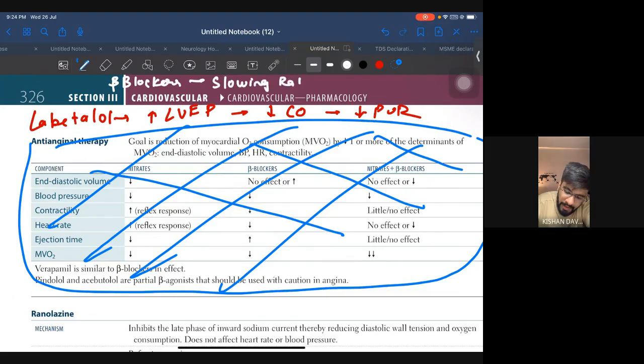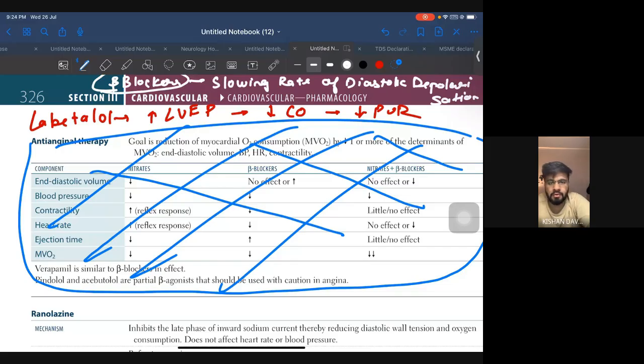slowing rate of diastolic depolarization. This is important. Slowing the rate of diastolic depolarization, beta blocker का ये function है. So in the UWorld this is the line that they have given. So make sure you know that. Okay. बाकी इसमें कुछ important है नहीं. So you can avoid this.